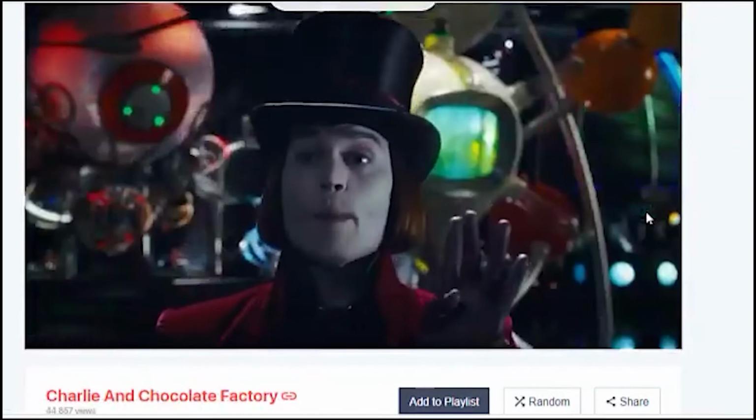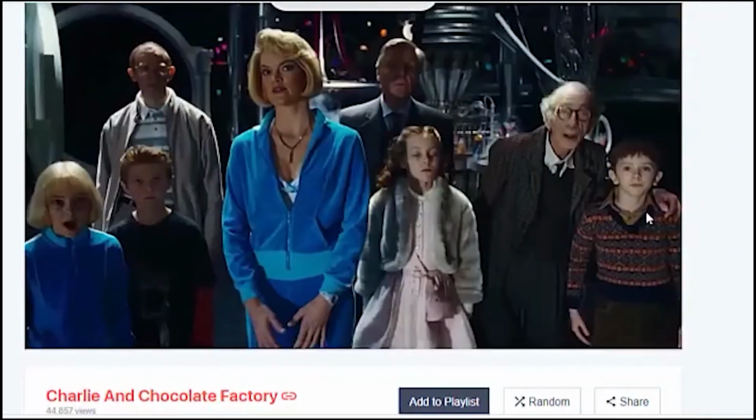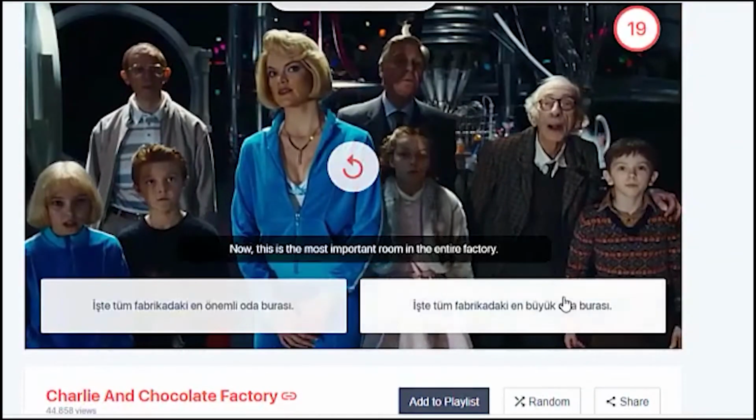Now this is the most important room in the entire factory. Here we have the most important. Important has more than one syllable, that's why we used the most.